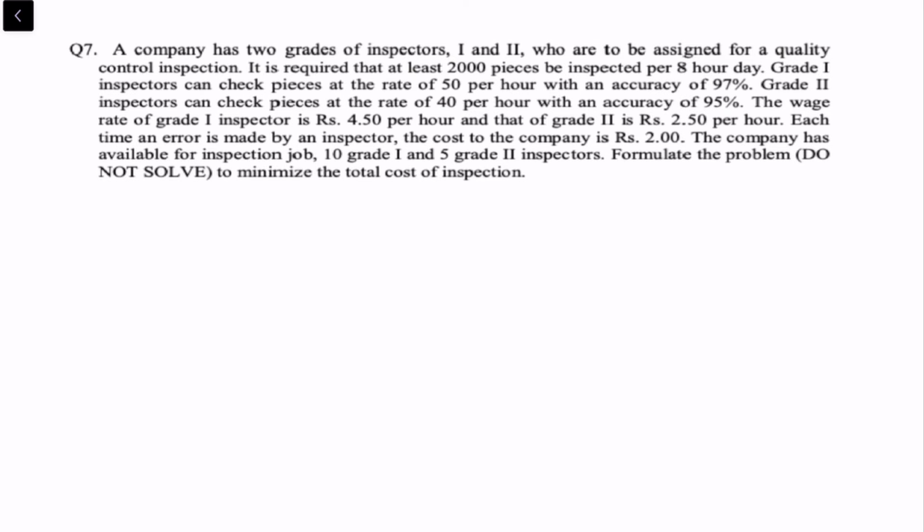In problem number 7, a company has 2 grades of inspector, 1 and 2, who are to be assigned for a quality control inspection. It is required that at least 2000 pieces be inspected per 8 hours a day. Grade 1 inspector can check pieces at the rate of 50 per hour with an accuracy of 97%, and grade 2 inspector can check pieces at the rate of 40 per hour with an accuracy of 95%. The wage rate of grade 1 inspector is rupees 4.5 per hour, and that of grade 2 inspector is rupees 2.5 per hour. So their wage rates are different.